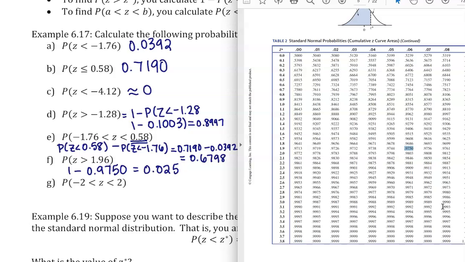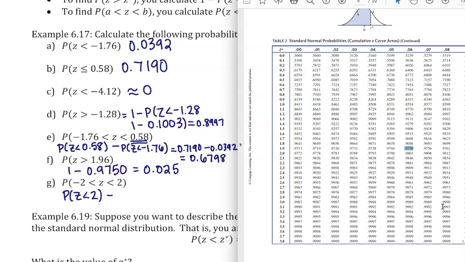And then the last one here, the probability that z is between -2 and 2. So what this value actually represents is the probability that we're going to be within 2 standard deviations of the mean. So if you remember the empirical rule from 2 weeks ago or so, the empirical rule told us that the probability that your observations will be within 2 standard deviations of the mean is about 95%. So let's see what we get when we do these calculations.